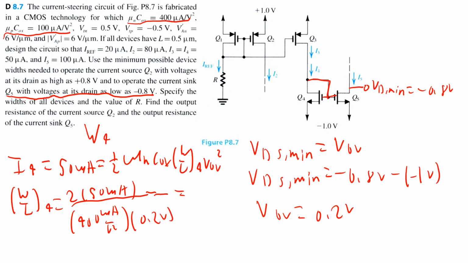And that is equal to 6.25, meaning that W is equal to 6.25 L, where L is still just 0.5 micrometers, so W4 is equal to 3.125 micrometers. Now let's move on to W5.